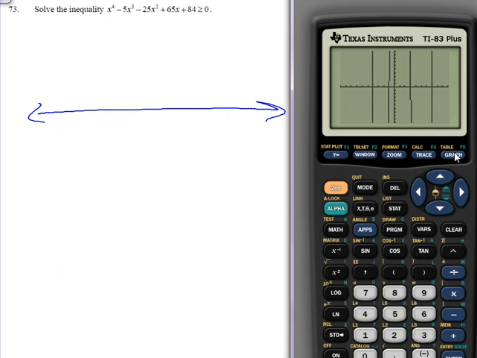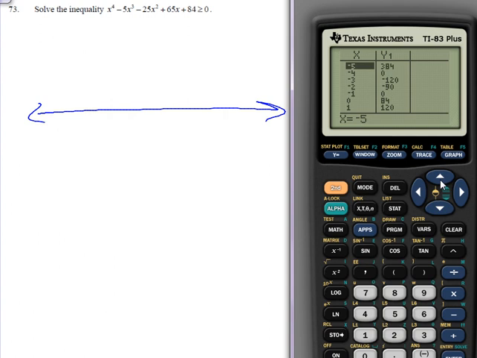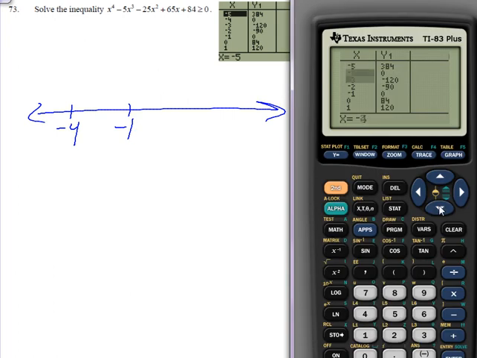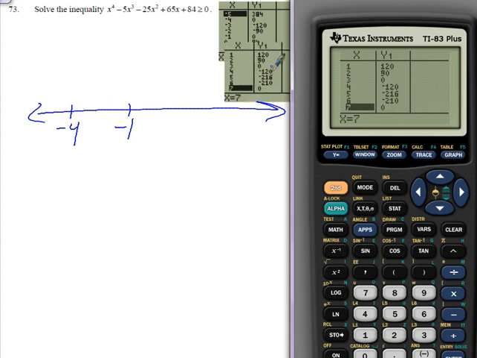So I can go to second table, and this will show me where my zeros are. So I have one at -4. I'll bring this over here so I can see. So I have -4, -1, 3, and 7.